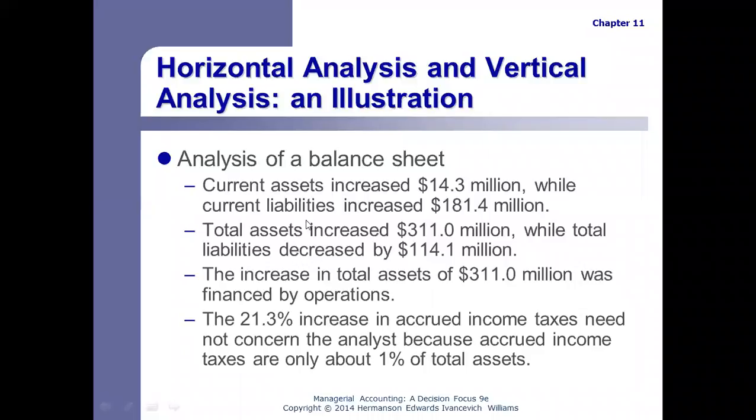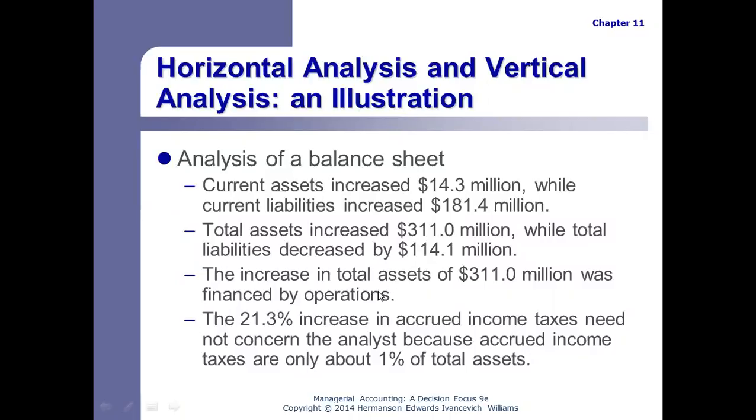Another example would be total assets increased 311 million, while total liabilities decreased by 114 million. That's a good thing. Your assets went up, so things that you own went up. The amount of money that you owed to other people went down. That's a good thing because you have a lot more assets than you had and fewer liabilities than you had. So overall, that's very good for financial health.